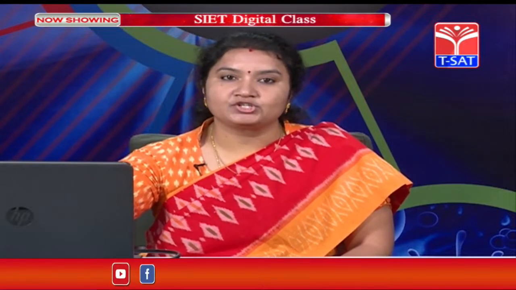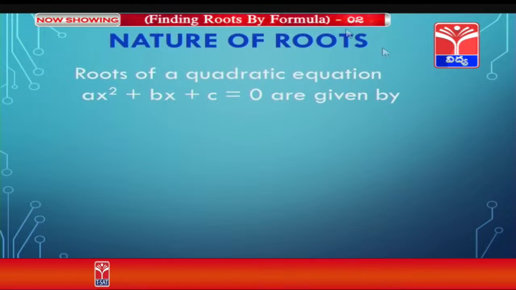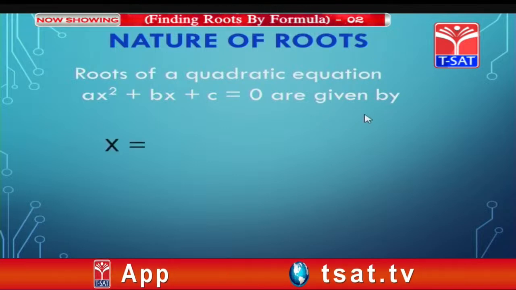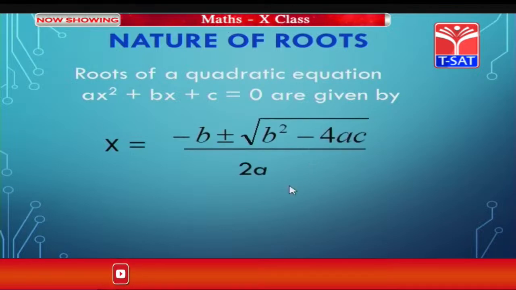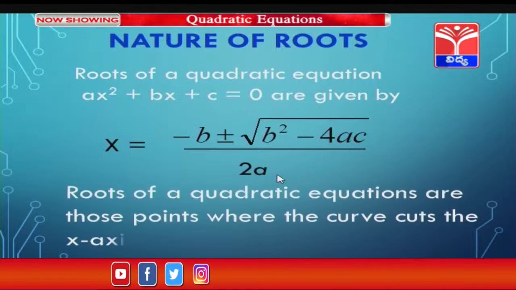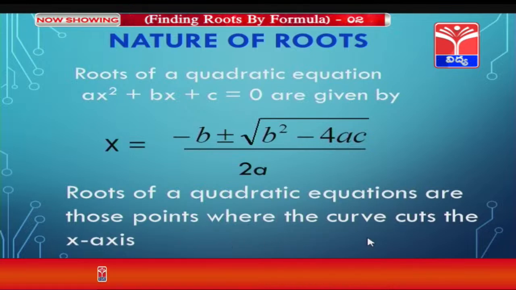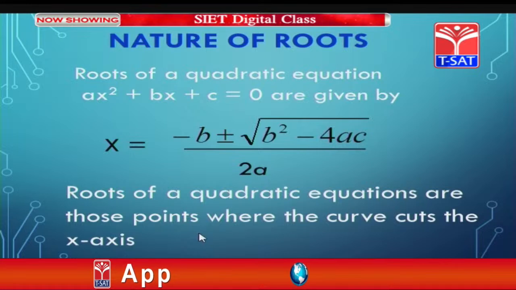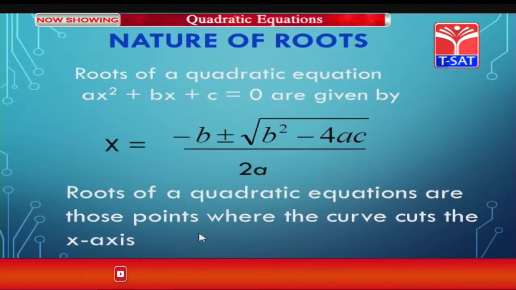Now, I hope you understood how we relate the daily life situations to quadratic equations. Now, let us learn how to find the nature of roots. Roots of a quadratic equation ax square plus bx plus c are given by x is equal to minus b plus or minus under root b square minus 4ac by 2a. This is what you have just learnt as quadratic formula. But we can say that roots of a quadratic equation are those points where the curve cuts the x axis. So, when we are representing the solution graphically, the points which meet the x axis will only be called as roots of the quadratic equation.